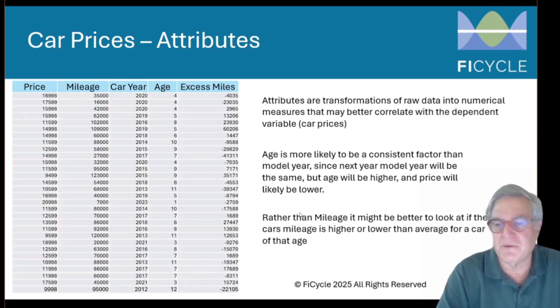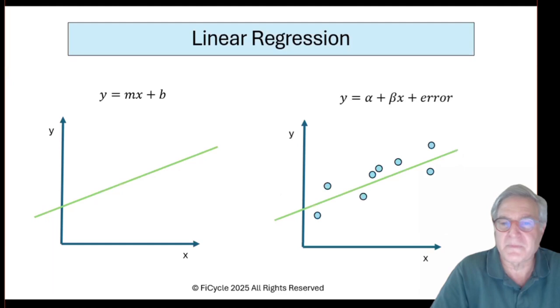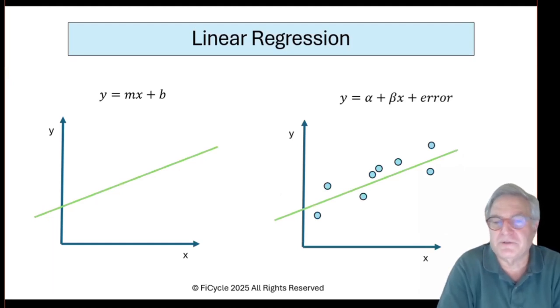And then also, rather than looking at mileage, it might be better to look at whether the mileage is higher or lower than you'd expect for a car of that age. So that's what we're going to do: we're going to transform our original variables into what we're going to call attributes. And our attributes are going to be age and excess miles.